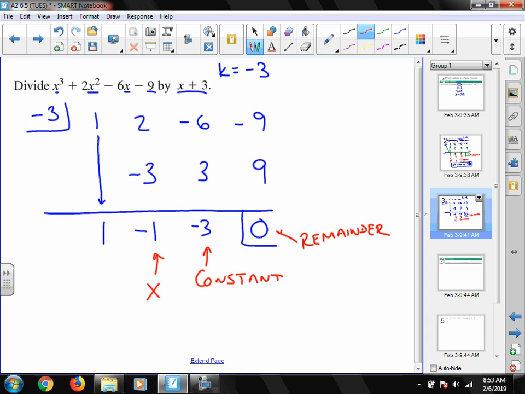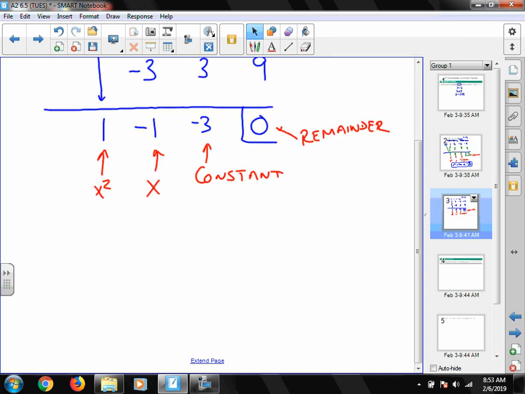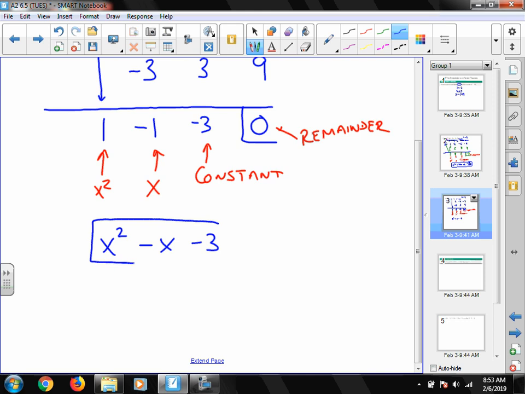This is my coefficient in front of x. My 1 is my coefficient in front of x squared. So to divide this out, I can write out x squared minus x minus 3. And since my remainder is 0, I don't have to have anything. I can just leave it as this. Remainders of 0 is nice.